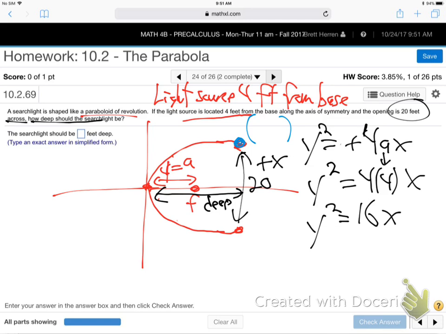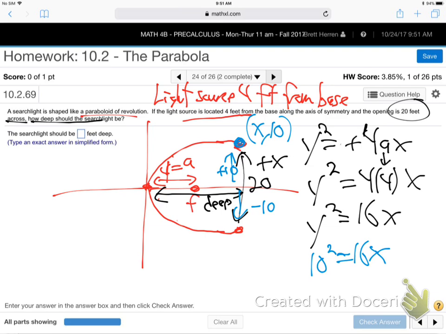How far over, how far up? That's what coordinates mean, over and up, right? How far over? I don't know. Call it x. That's what I'm looking for. How far up? 10. Right, because it's up 10, down 10. So you leave x as x, and y is 10. And x is what we're looking for.